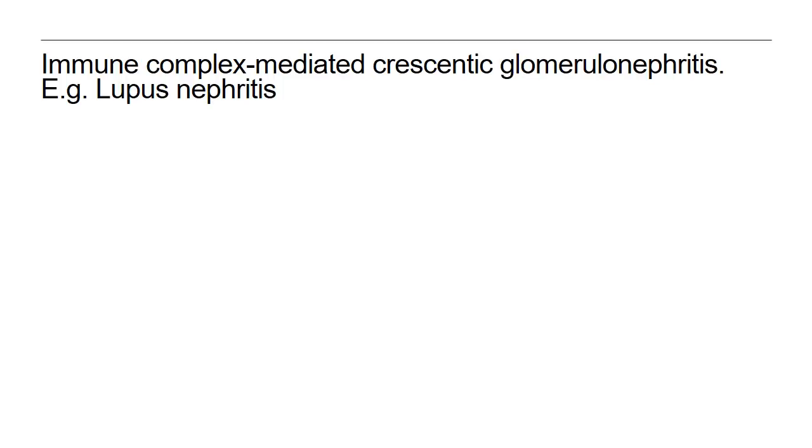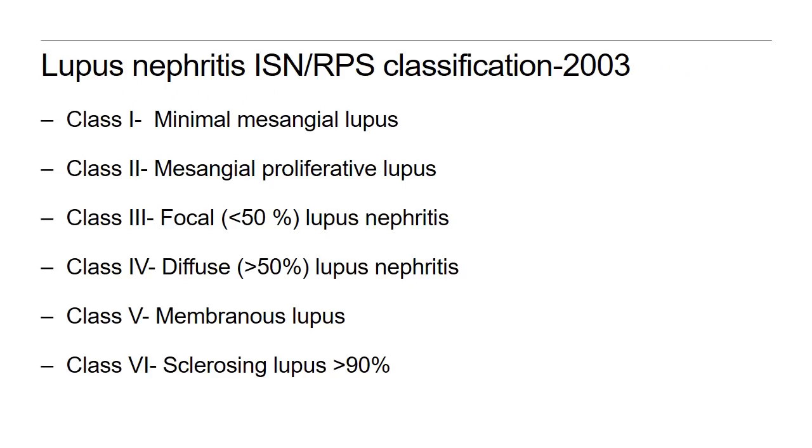In immune complex mediated crescentic GN, our prototype baby is lupus nephritis. Now, lupus nephritis can present in any of these classes. Class 1 has minimal mesangial lupus. So you're going to see pretty much minimal changes. Class 2 lupus nephritis, you're going to see something in the mesangium. So mesangium will proliferate. Class 3, you will see some focal or less than 50% of glomerular involvement with active disease. In class 4, you can see diffuse. Remember, this was a term for more than 50% of glomeruli being involved.